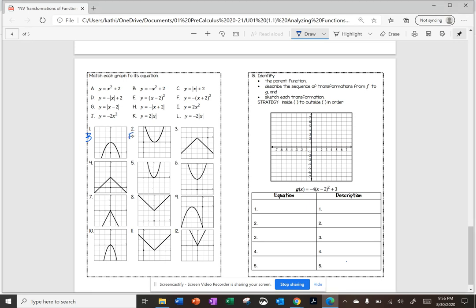Okay, so 2 is E, 3 is H, 4 is D, 5 is I, 6 is A, 7 is L, 8 is C, 9 is F, 10 is J, 11 is G, and 12 is K.